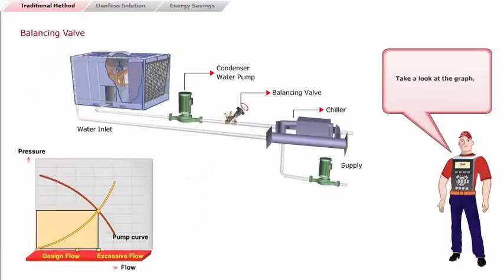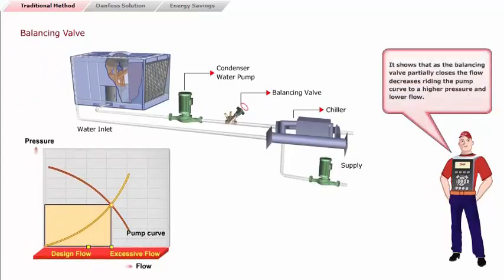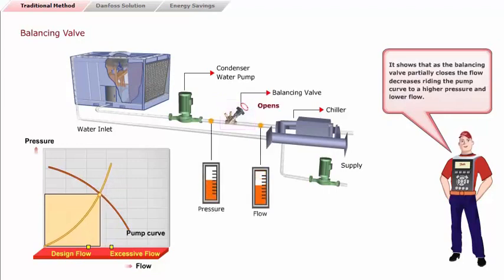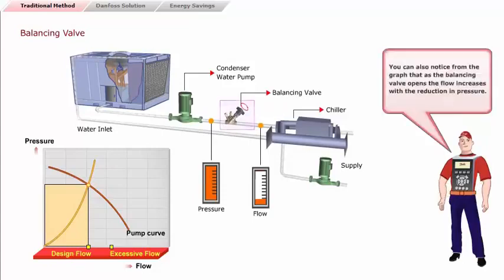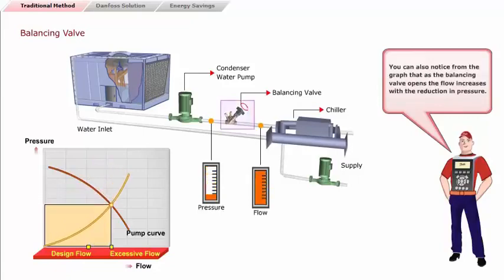Take a look at the graph. It shows that, as the balancing valve partially closes, the flow decreases, riding the pump curve to a higher pressure and lower flow. You can also notice, from the graph, that, as the balancing valve opens, the flow increases with a reduction in pressure.